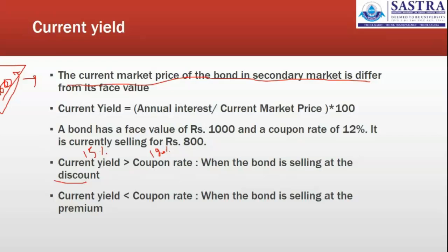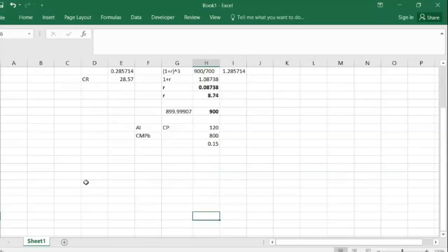Because you know that the 1,000 rupee bond is available in the market for 800 rupees, it means the bond is available at a lower value. The bond is discounted and available at 800 rupees in the market. In the first scenario we have taken, the coupon rate is 12%.